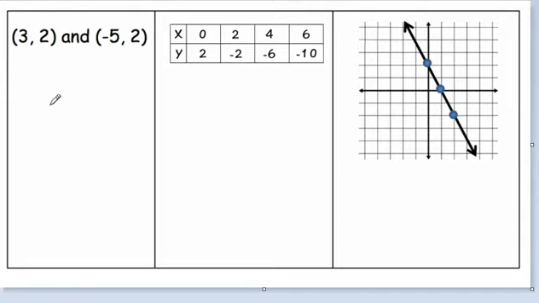Let's find slope 3 different ways. The first way, we have 2 points on a line, and we're going to find the slope. We're going to start by making a table, an XY chart. Okay, and I'm going to put both these points in the table.